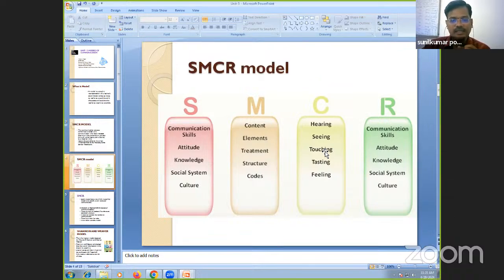What is the sender? The sender has communication skills, attitude, knowledge, social system, culture. All this comes under the sender. So attitude, gesture, something. He's sharing some knowledge with the receiver. He's saying something about his social and cultural messages to another person, the receiver. Next one is the message. Message is the content, an element which has something for the receiver to know. Treatment, structure, or codes: sending some code, the receiver is receiving the message.